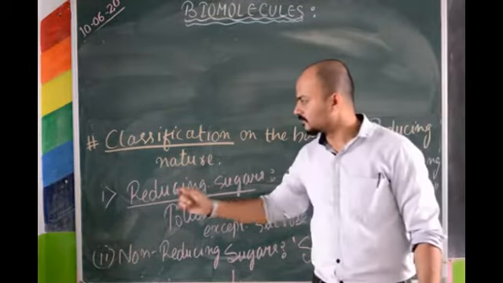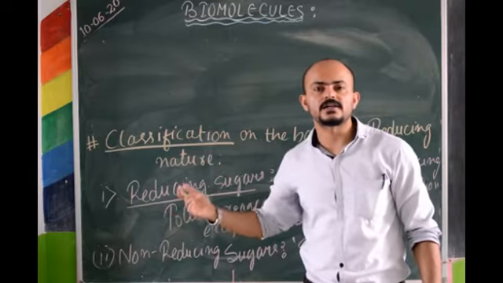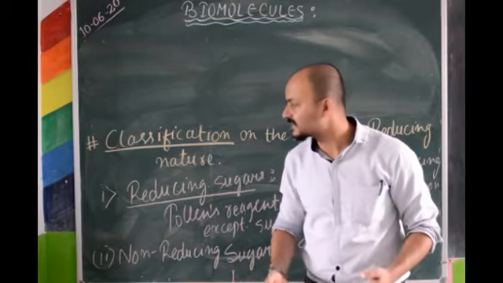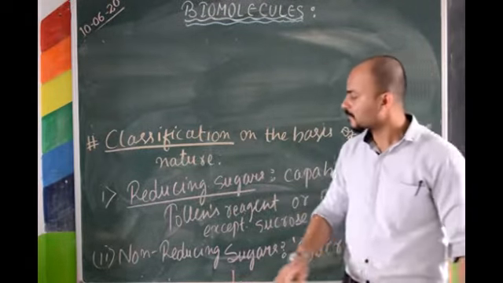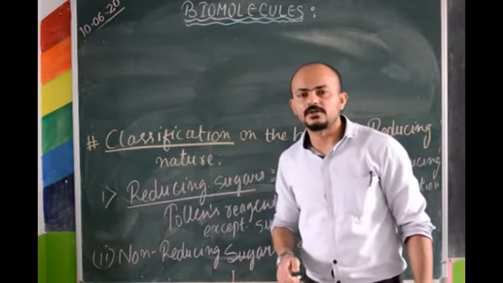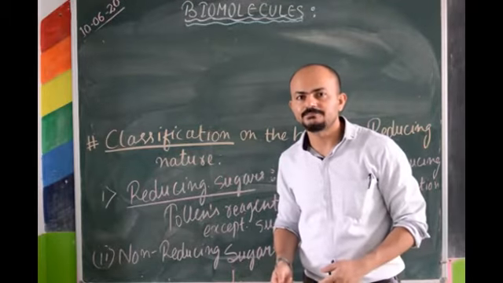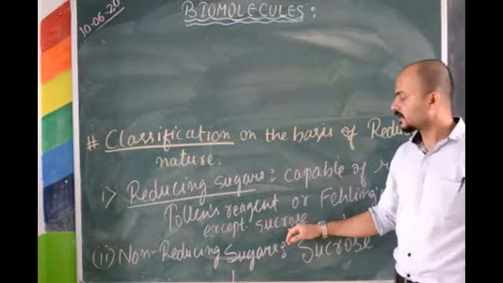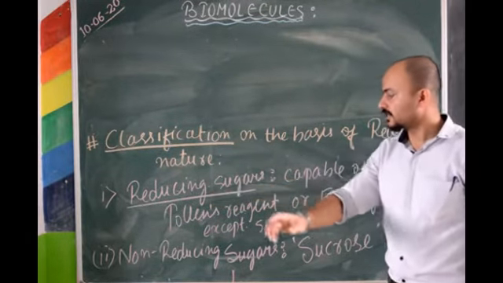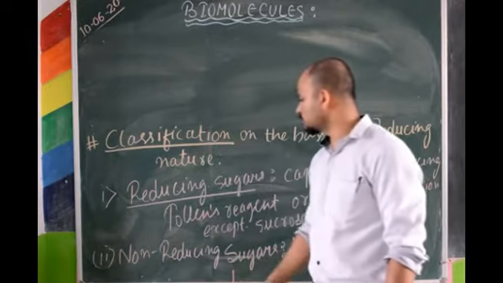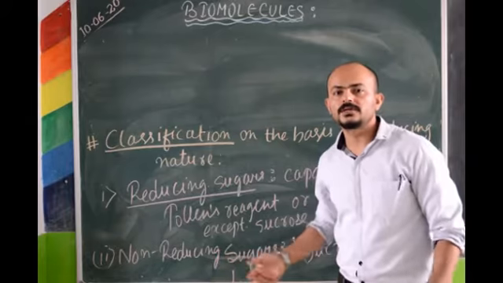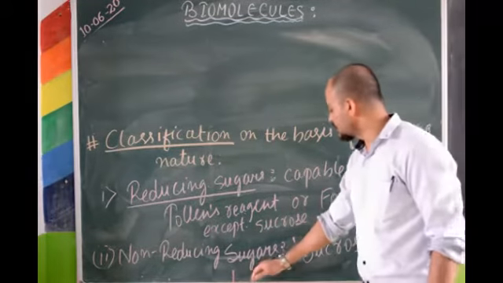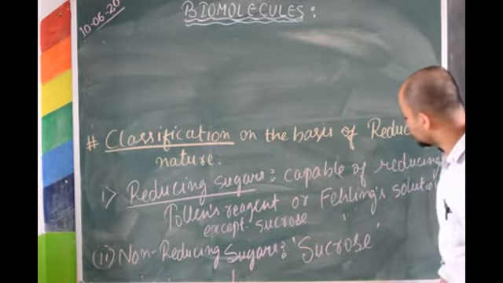Those sugars or carbohydrates which are capable of reducing Tollens' reagent or Fehling's solution are known as reducing sugars or carbohydrates. And please remember, examples are very important: all monosaccharides and disaccharides except sucrose are reducing sugars. On the other hand, non-reducing sugars will not be able to reduce Tollens' reagent or Fehling's solution, and the example is sucrose. Please remember this part.